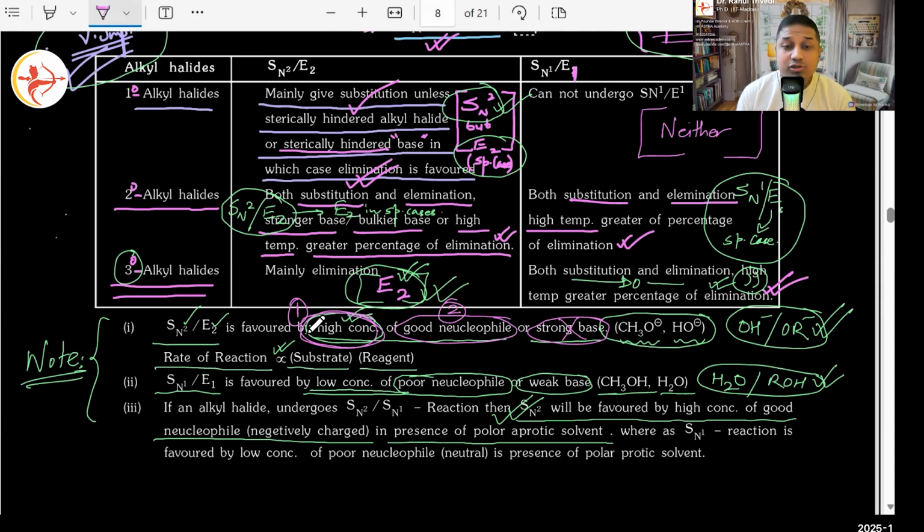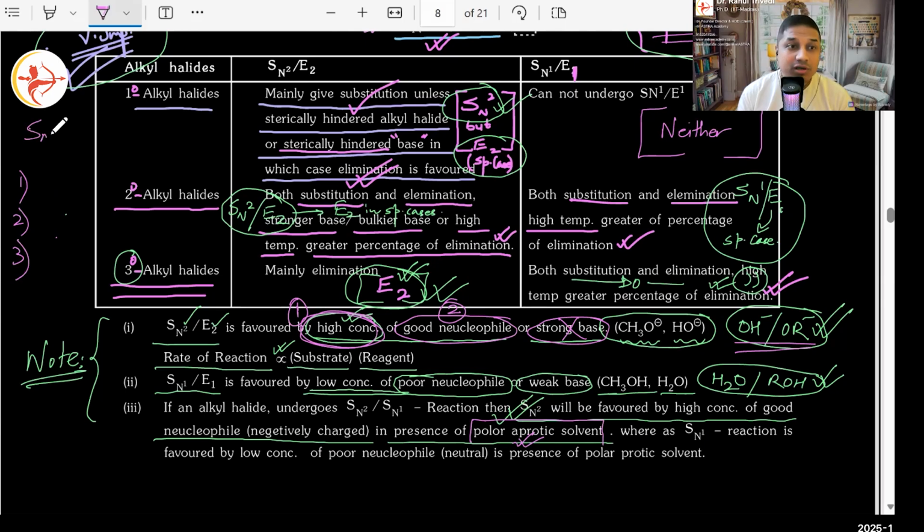Yes. So high concentration, good nucleophile. At the same time, which type of solvent? See these fellows. They are aprotic in nature. At the same time, they are polar aprotic solvents. Nice. Write down all 3 conditions, 1, 2, 3 in your notebook.